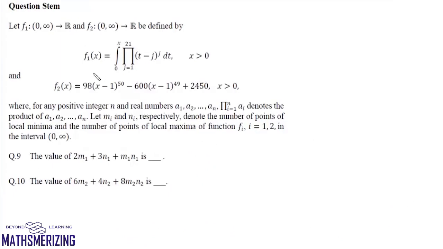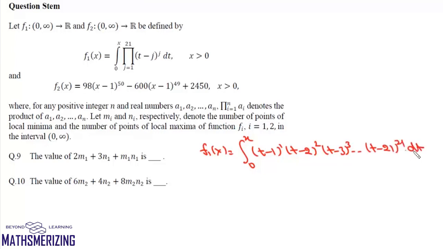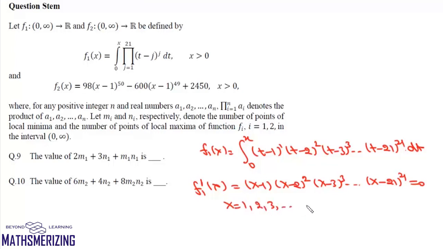Now the question is, we are given two functions f1 and f2. Now this f1 is the integral from 0 to x of t minus 1 to the power 1, t minus 2 square, t minus 3 cube, up to t minus 21 to the power 21, into dt. Now we differentiate this function, we write f1 dash x as x minus 1, x minus 2 square, x minus 3 cube, up to x minus 21 to the power 21. Now if we put it equal to 0, we'll get critical points as 1, 2, 3 up to 21.